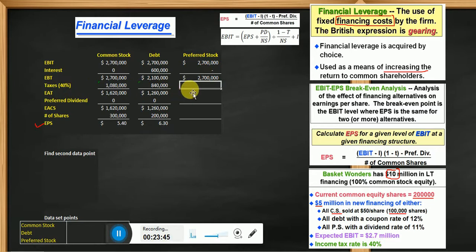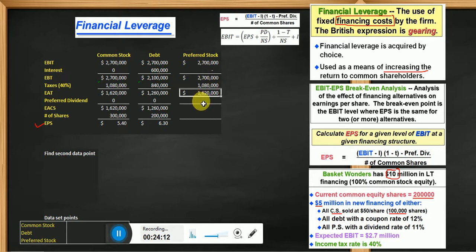Now you have to subtract the taxes. The taxes are $2,700,000 multiplied by 0.4, which is equal to 1,080,000. How much is EAT, from 2,700,000 minus taxes? We have $1,620,000. Up to this point it is the same as common stock. Why? Because here we are not paying interest.